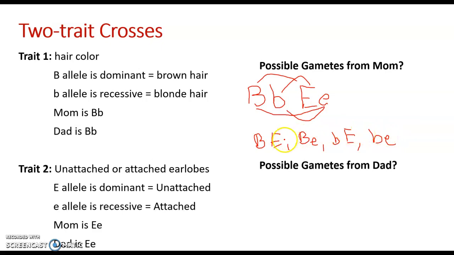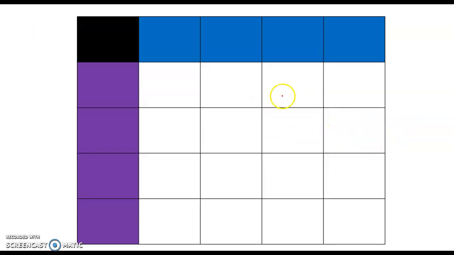So you would take these 4 gametes to create your Punnett square, and you're going to put mom's along this side, and dad's along the top, again being the exact same.